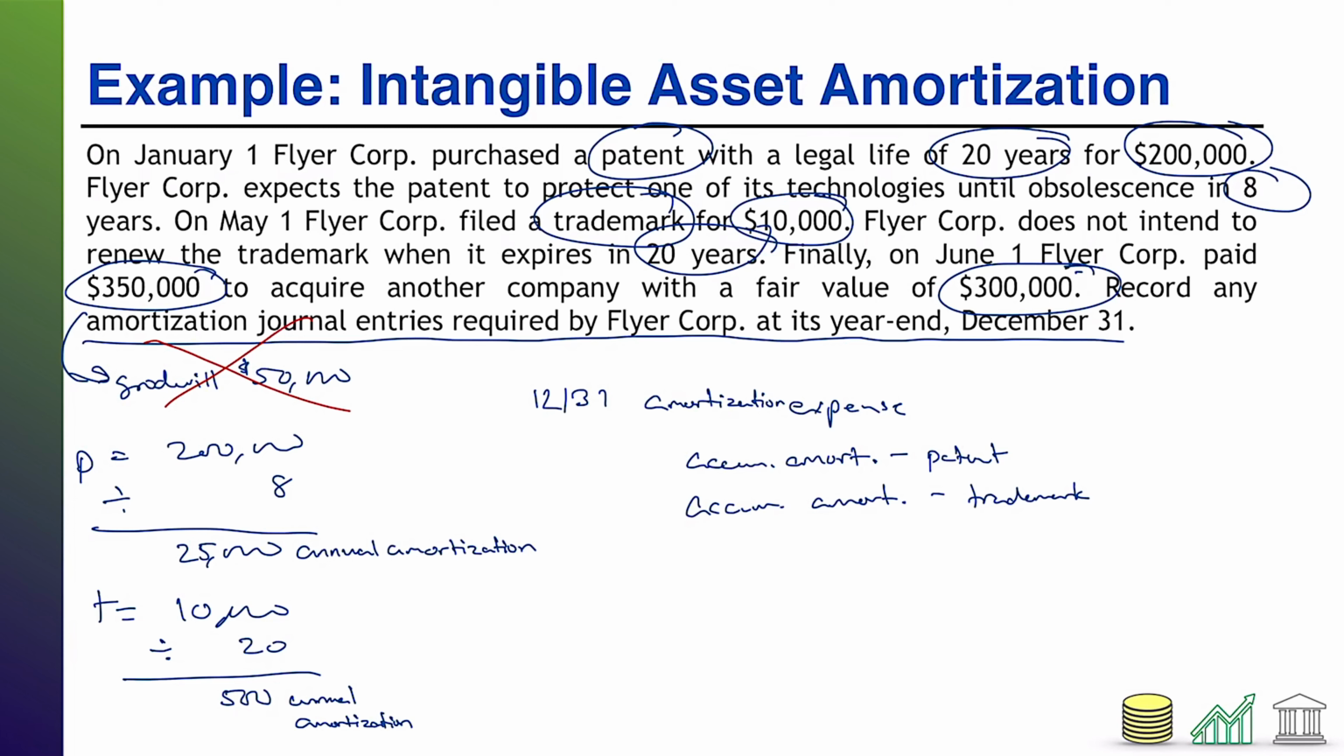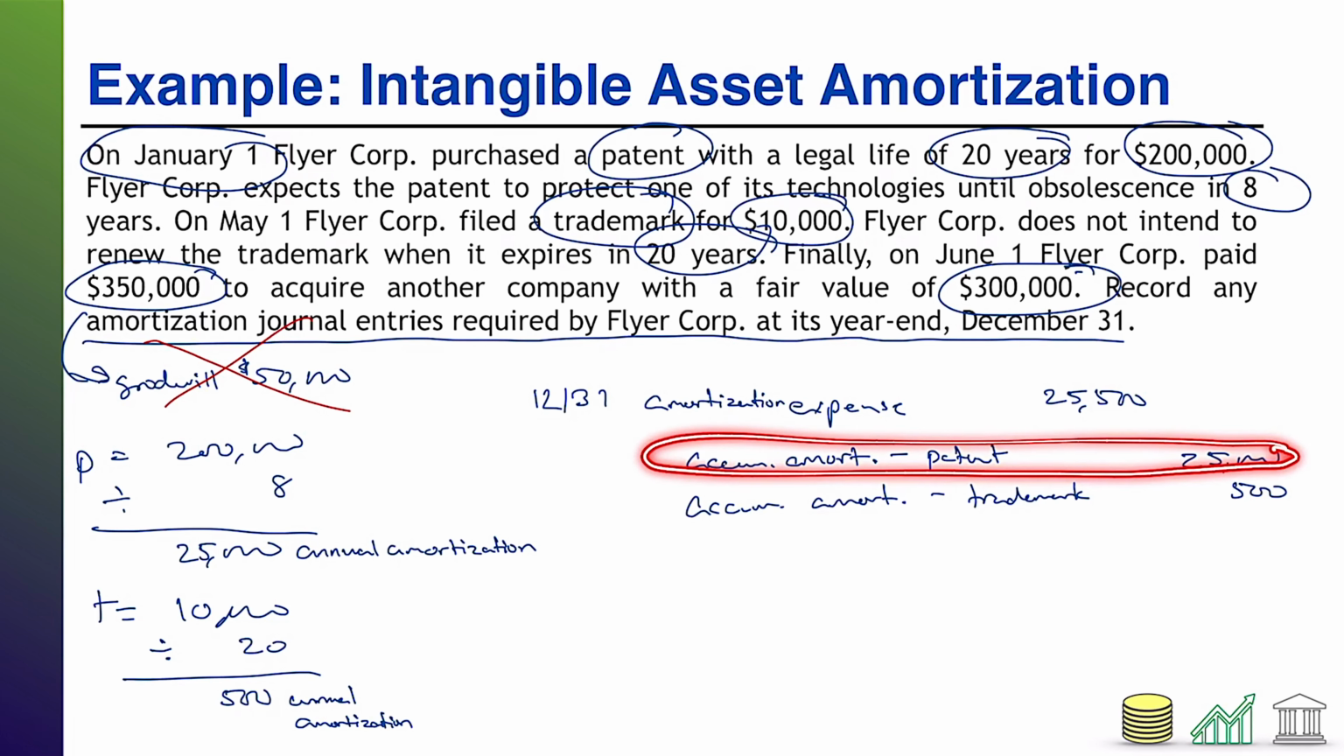And here's where I'm going to warn you if you overlook it. It is very easy for students at this point to say, well, the patent is depreciating by $25,000, the trademark is depreciating by $500, the total expense is $25,500, and we're done. That's a real easy mistake to make. Where's the mistake? Well, the patent was purchased on January 1st. It is now December 31st, and therefore you have had a full year of ownership of this patent. Therefore, you take a full year of annual amortization, and so that patent entry, that's okay.